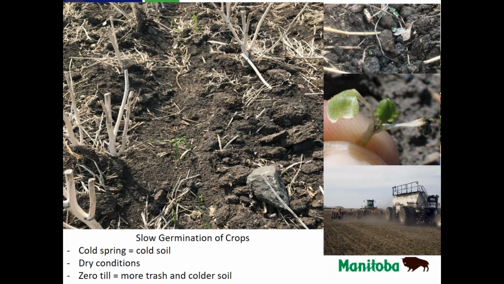Any of the fields where I seem to be finding more of the problem is in fields where it was zero till for sure, minimum till probably, but more of the fields were zero till. So lots of trash cover, soil stayed cold for a longer period of time. I go out to fields where guys did a sulfured or a harrowing to move the straw around before they went in and seeded the crop, and we're seeing a lot of those crops coming through the ground a lot more even, and germination a lot better. So again, the more trash, the soil stayed colder, and again, more effects on the germination.